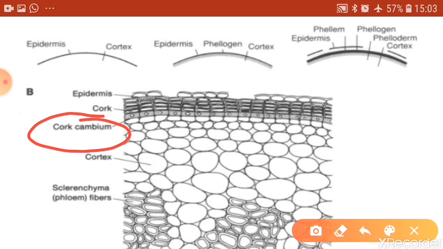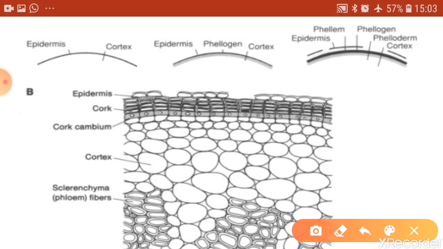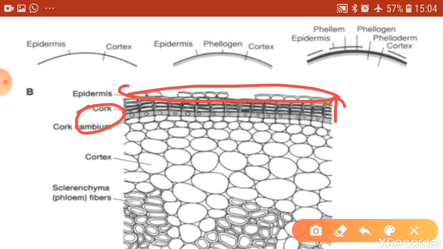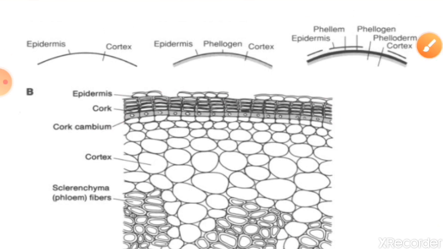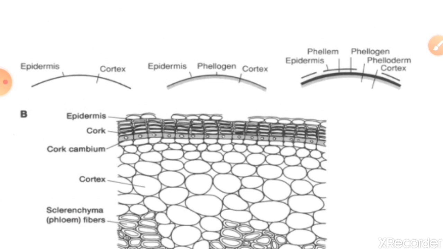Now this lateral meristem, the cork cambium, starts dividing and adding cells on its outer surface. So on the outer surface, a multi-layered tissue is formed. This multi-layered tissue that you see is called the cork. And as cork goes on forming, the epidermis which was earlier present gets removed. So this is how the cork cambium, which is a lateral meristem, forms the cork.